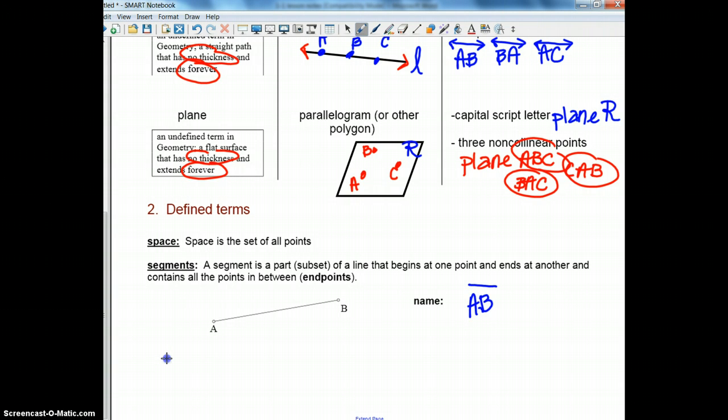Very similar to what the symbol for line looks like, but no arrows this time, because a segment has a beginning and an end and won't go on forever. Please note, you could also write the segment as BA as well. The order does not matter.